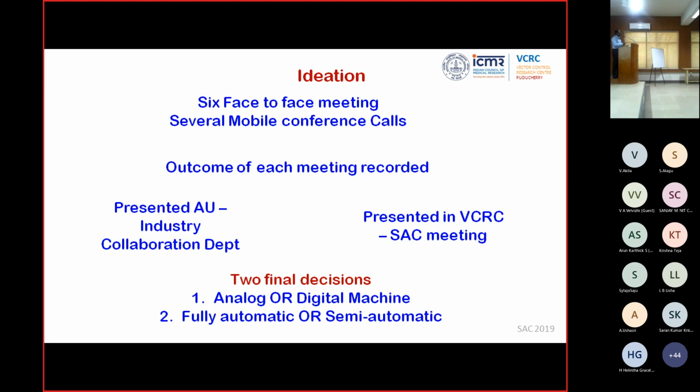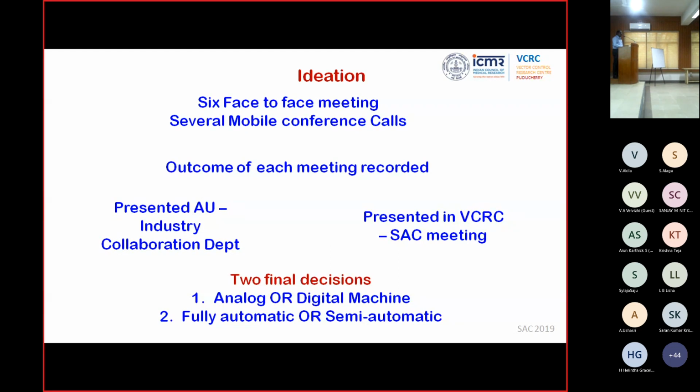Based on all these discussions, we took two decisions. Most of the decompression machines available in practice are analog machines. So we wanted to decide whether we go for an analog machine or a digital machine. The group ultimately finalized that we go for a digital machine, because in future all analog machines are likely to go digital.